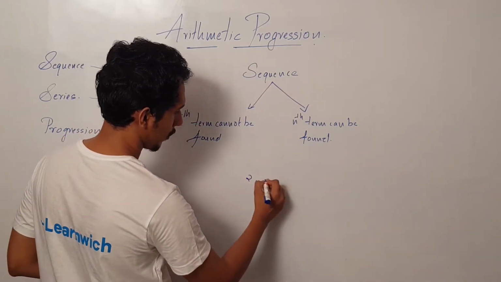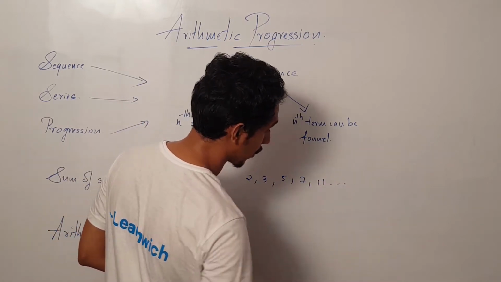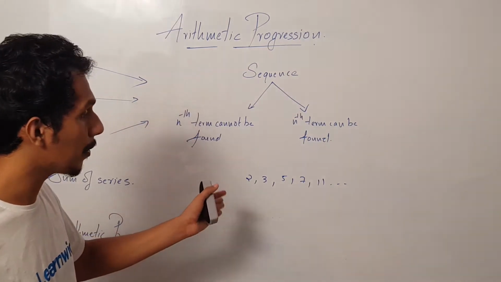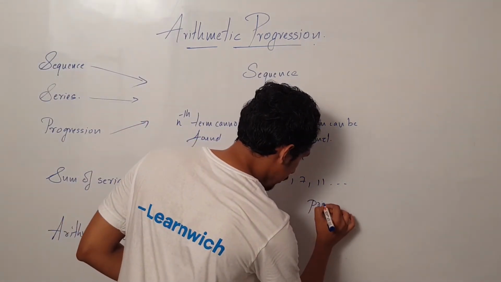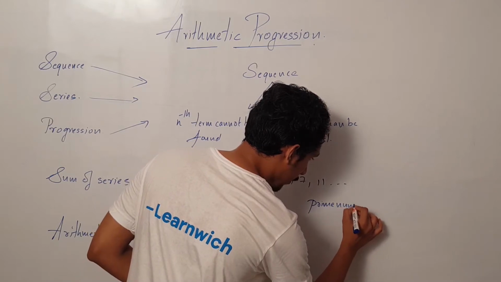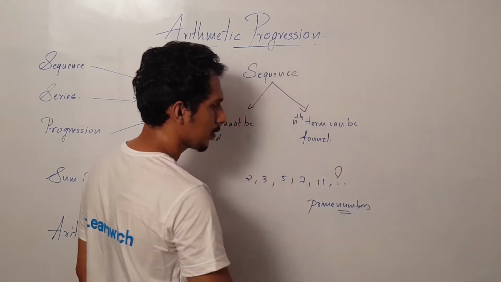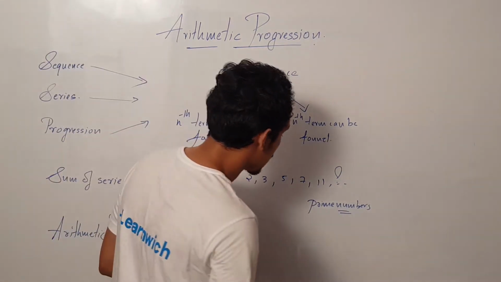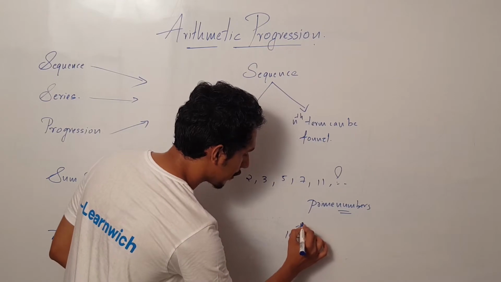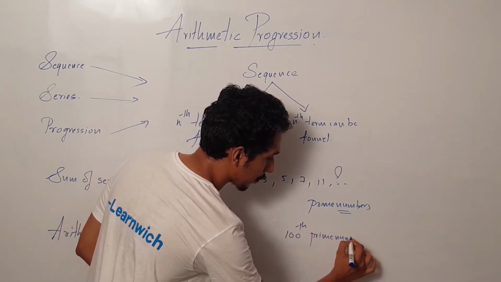2, then 3, 5, 7, 11, etc. So what were these? What was special about these numbers? Yeah, you're right. These are prime numbers. If somebody asks you what the next number would be, yes, of course you can say it. But what if somebody asks you what would be the 100th prime number?